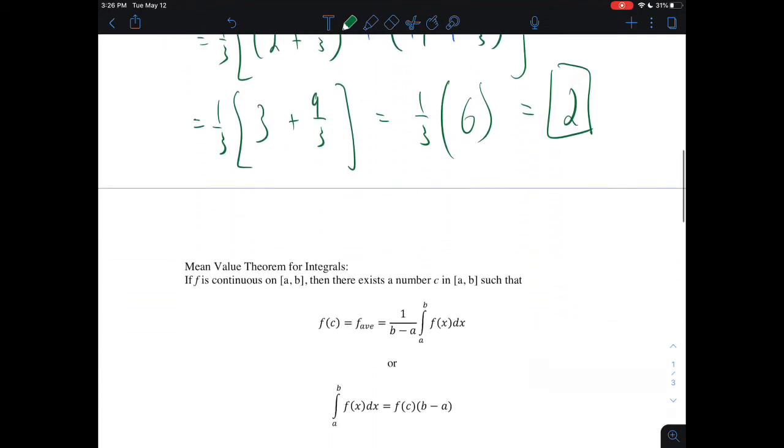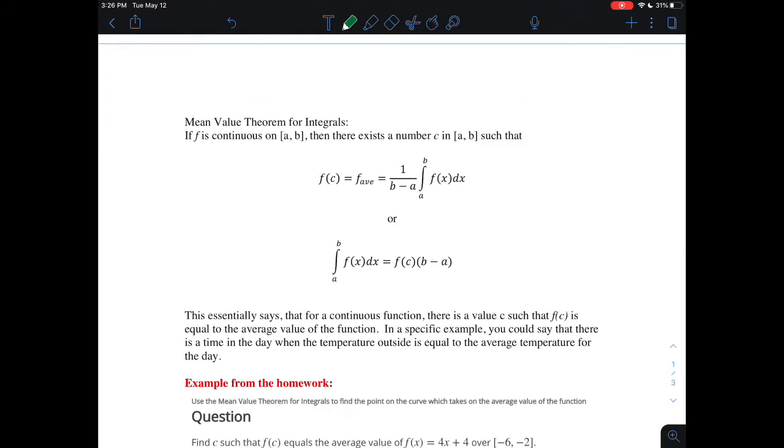Let's see how that applies to a theorem. Here we have the mean value theorem for integrals. We've had the mean value theorem before earlier in this class. Now we get a similar sort of relationship that's relating to integrals. If f is a continuous function on the interval [a, b], then there exists a number c in the interval [a, b] such that f of c is equal to the average value of the function, which means f of c is equal to 1 over b minus a times the integral from a to b of f of x dx.